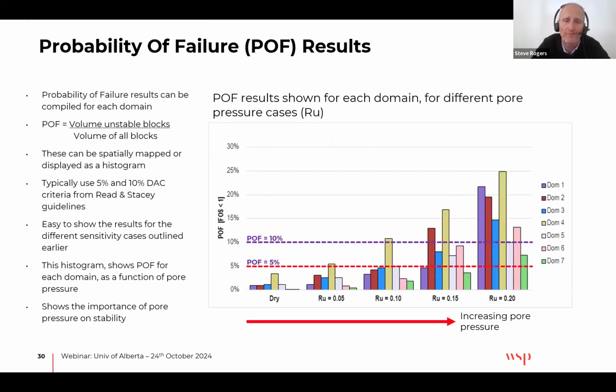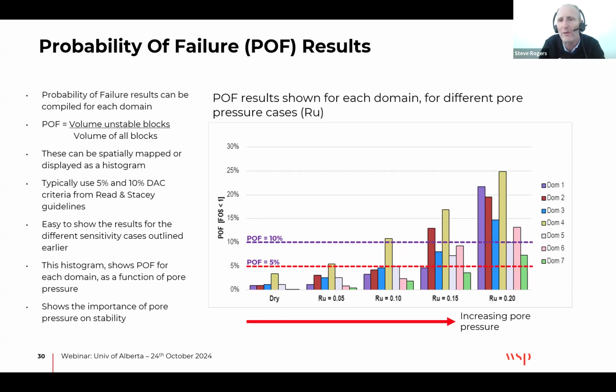And then, of course, we can actually look at calculating probability of failure. Rather than doing it on a grid basis, we can just take the volume of all unstable blocks over the volume of all blocks within a domain, and we can start to see which domains are the more unstable. Again, this is plotting a number of domains, but with increasing pore pressure, because we have the data. So you start to see very quickly what the important controls are.